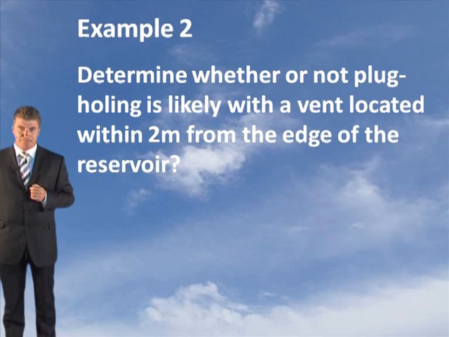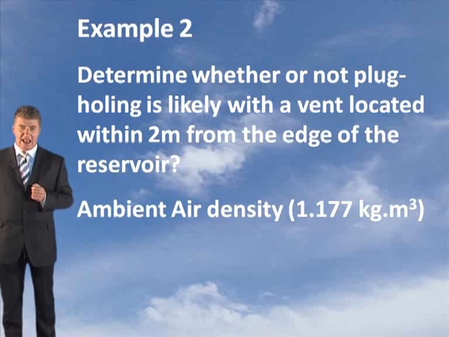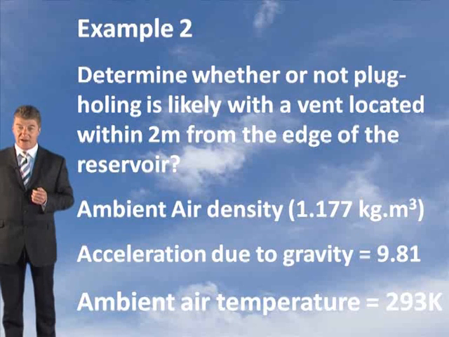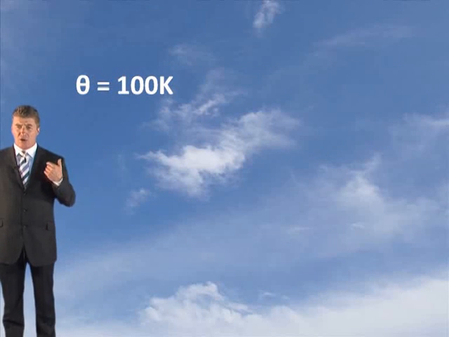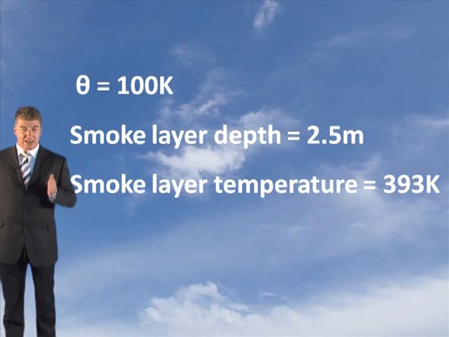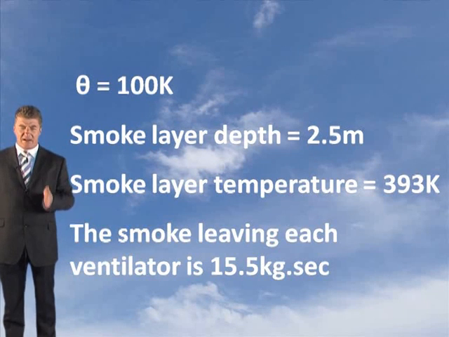Let's do another example. Determine whether or not plug holing is likely to occur with a vent located within 2 metres from the edge of a reservoir with the following parameters. Your density of ambient air has been given as 1.177 kilograms per metre cubed. Acceleration due to gravity is 9.81 metres a second squared. The ambient air temperature is 293 degrees Kelvin. Your theta value is 100 degrees Kelvin. Smoke layer depth is 2.5 metres. Your temperature of your smoke layer is 393 degrees Kelvin. And the smoke leaving each ventilator is 15.5 kilograms a second.